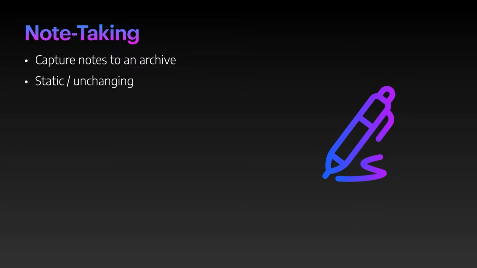Okay, so first with note-taking, you're capturing things to an archive. These things that you capture are generally static or unchanging. You can go find them from the top down. You can search for these things, and search tools have gotten so good that you can pretty much find whatever you're looking for, regardless of if you have any idea where you put it.